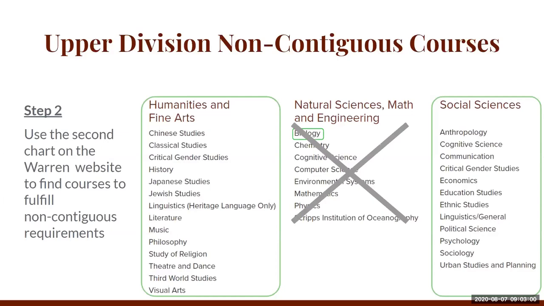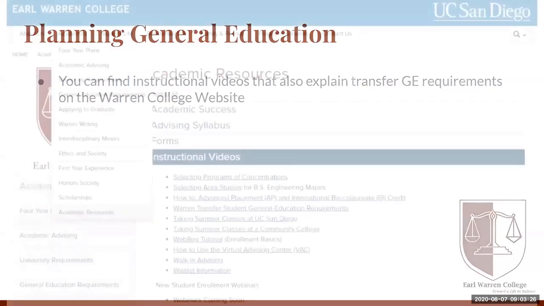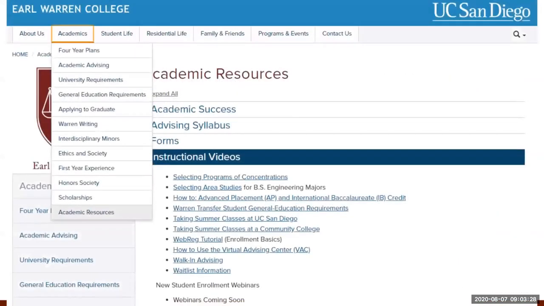Always check the UCSD online course catalog for course descriptions and make sure to choose classes without prerequisites or classes in which you have already met the prerequisites. Check in with our office beforehand if you want to take a critical gender studies, cognitive science, or public health course for your upper division non-contiguous requirements. And another way to learn more about your GE requirements is to go watch some of the instructional videos we have. On the Warren College website, you would click on academics, then click on academic resources. When you are there, open the instructional videos tab where you find videos on topics such as transfer GEs and more.